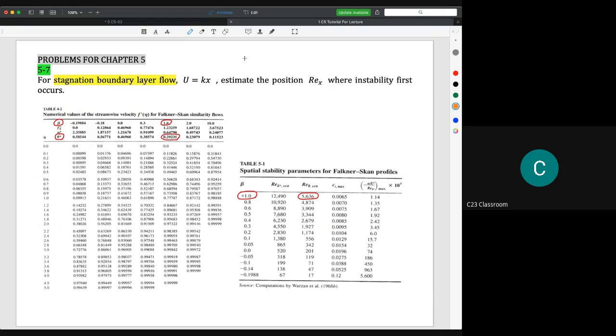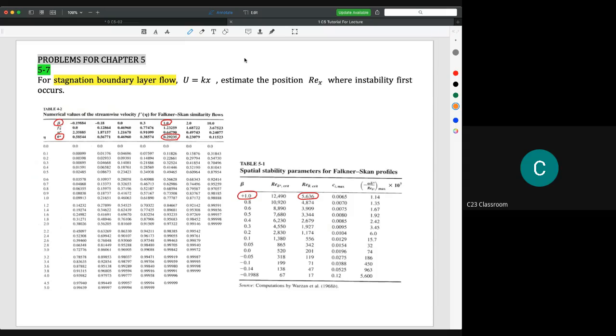So this is the problem for chapter 5. I just take a few questions to show how we use Falkner-Skan and tweets to predict the stability, to predict the transition region for a flow. For example, for problem 5.7, for stagnation boundary flow, we assume that U is equal to Kx, estimate the position of Reynolds number where instability first occur.